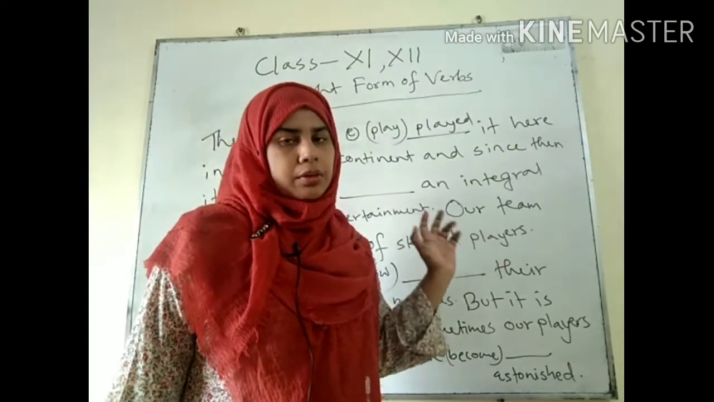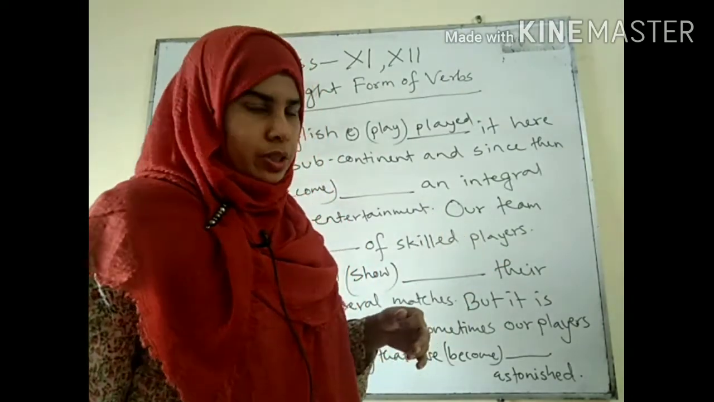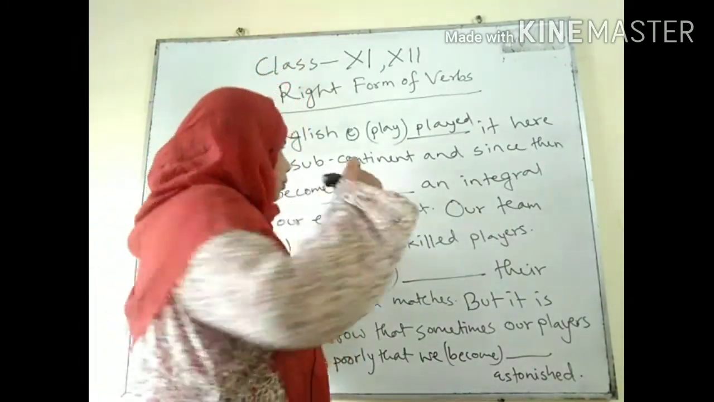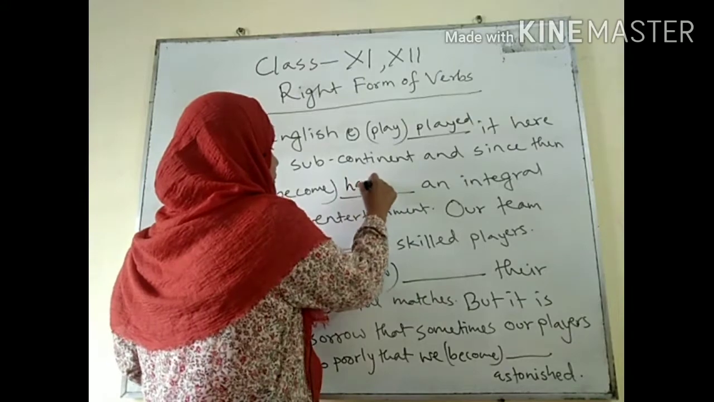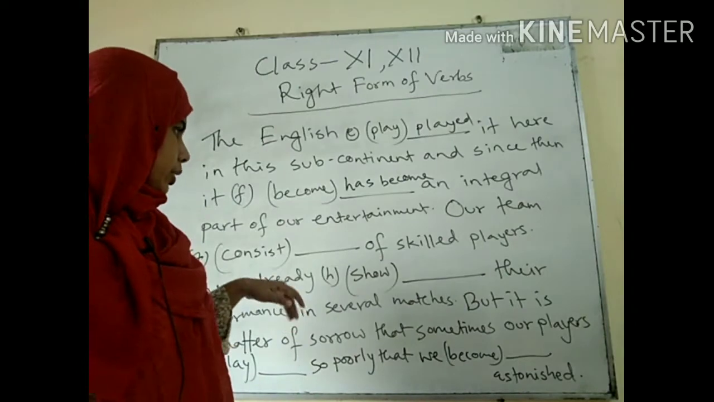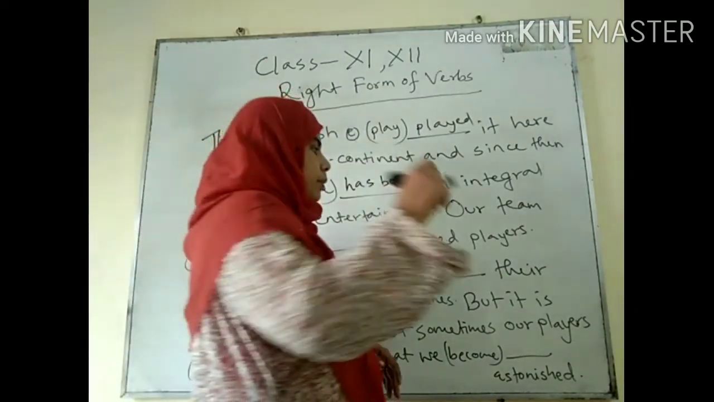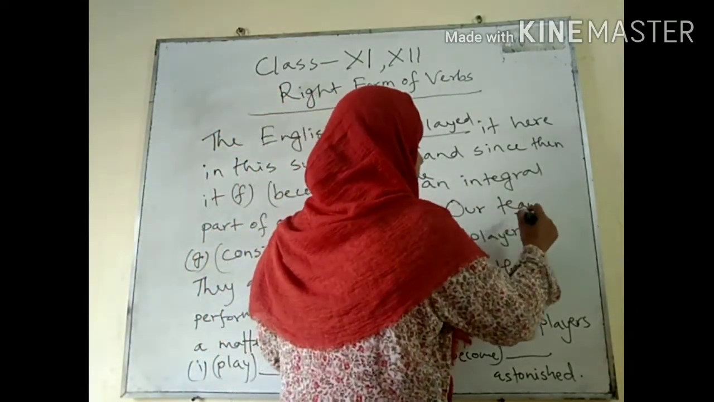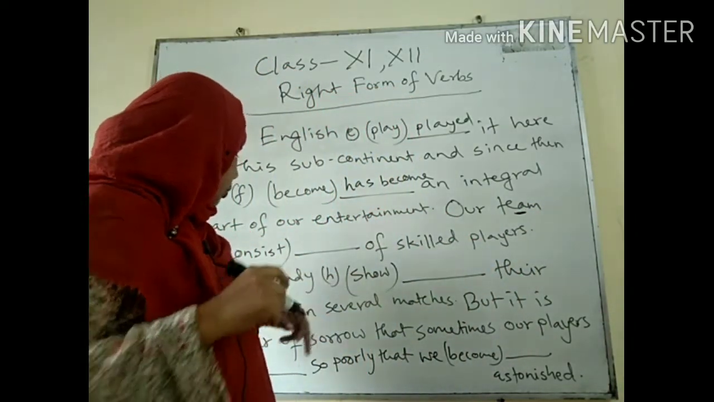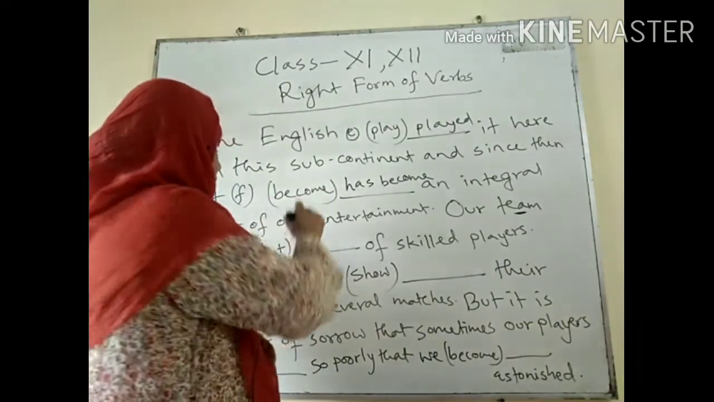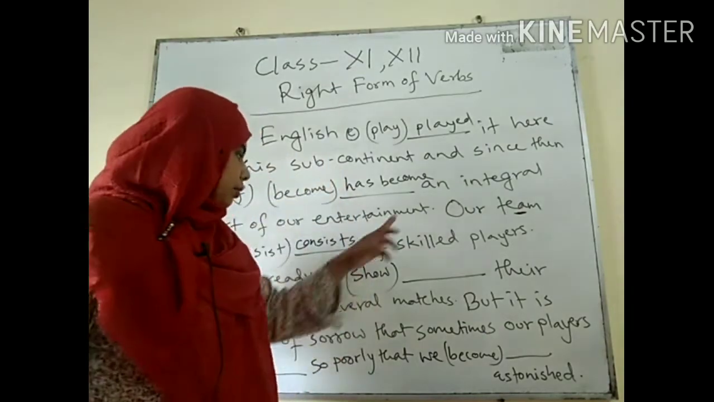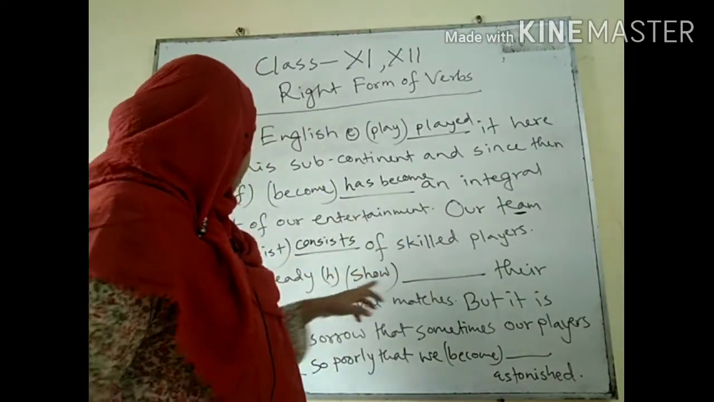Still cricket in our country is a part of entertainment. So we have to do it in present perfect. Okay. So, since then it has become an integral part of our entertainment. Our team is a collective noun and it is singular. So, we will add s with the verb consists. Our team consists of skilled players.